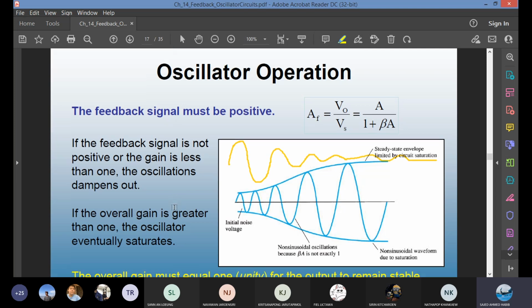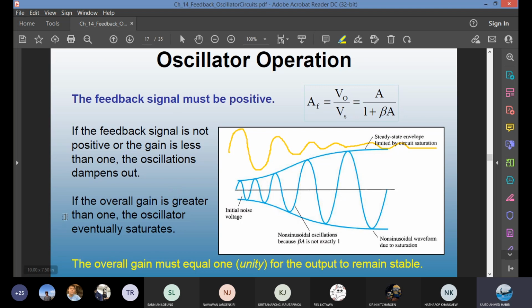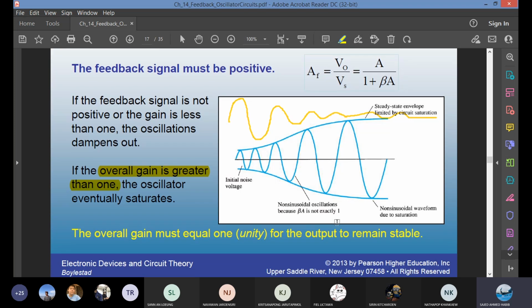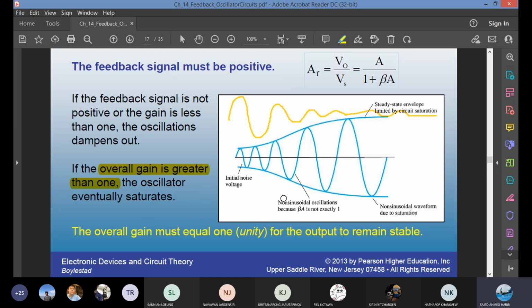What happens if the overall gain is greater than 1? This is what is going to happen. Oscillation is increasing. Eventually the oscillator will reach saturation. The signal will not be completely sinusoidal. If you want the output to remain stable, the overall loop gain must remain at one. Unity gain is what we call it.